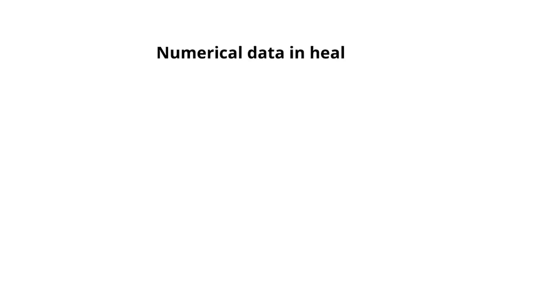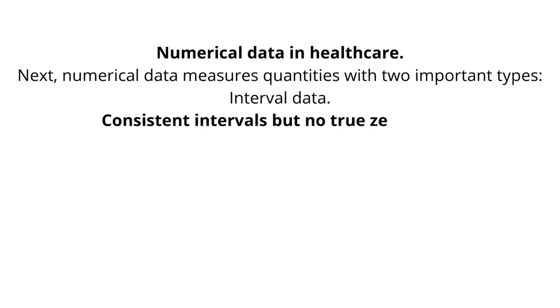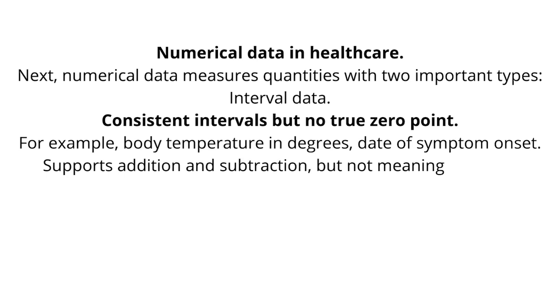Numerical data in healthcare. Next, numerical data measures quantities with two important types: interval data. Consistent intervals but no true zero point. For example, body temperature in degrees, date of symptom onset. Supports addition and subtraction but not meaningful ratios.